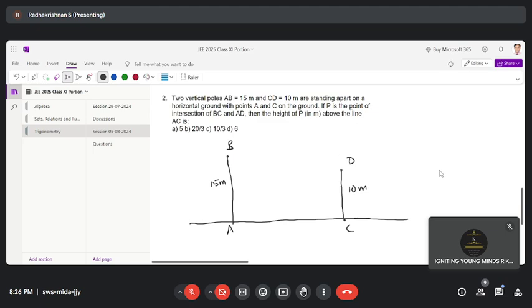Okay. P is the point of intersection of BC and AD. Join BC and AD. This point is P. Then the height of P above the line AC, this is the height. Varshini, did you draw the diagram like this? Yes, sir. Okay, good. Now you tell me how you solve this.